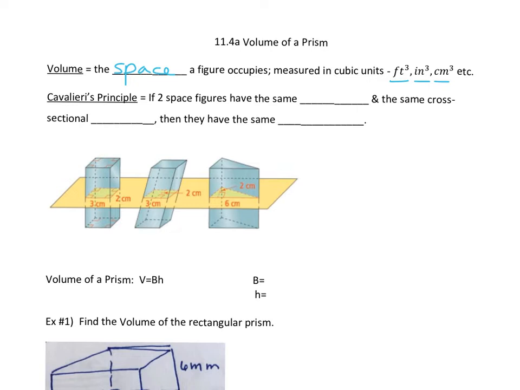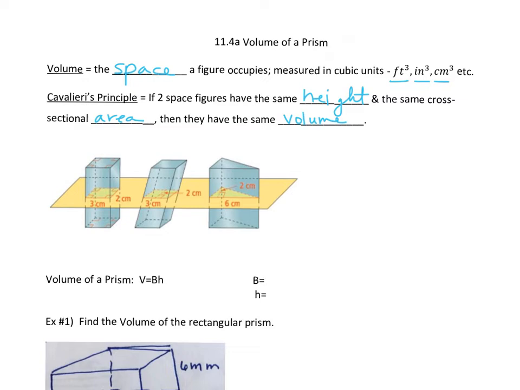And there was a mathematician, Cavalieri was his name, and he came up with this principle that says if two space figures have the same height, so two three-dimensional figures, same height, and the same cross-sectional area, so if you take a cross-section of the figures and they have the same area, then those figures will have the same volume.